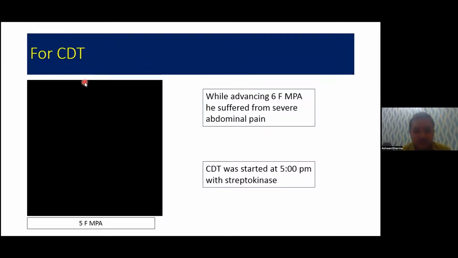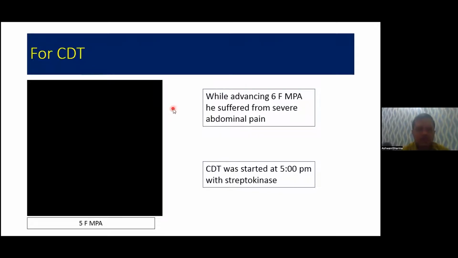So now, whether to go for stenting or for thrombolysis. If we go for stenting, the problem was that this thrombus was definitely going to embolize distally, creating much more problems. So we thought that we should go for CDT first, thereby we can reduce the thrombus burden and easily take care of the plaque.